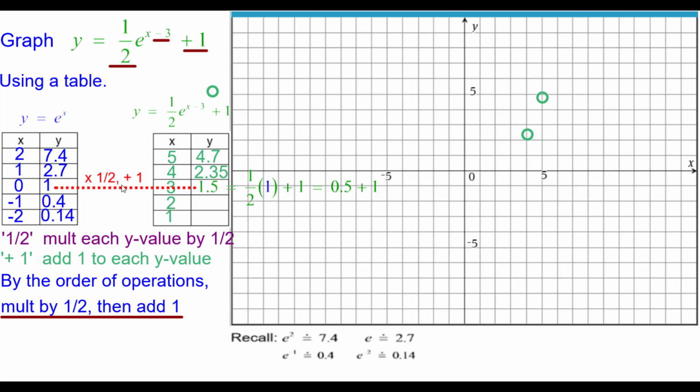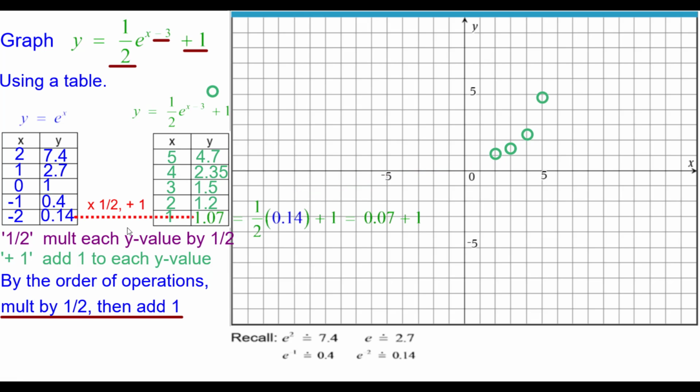Half of 1 is 1/2 plus 1 is 1.5. So 3, comma 1.5. 1/2 of 0.4 is 0.2 plus 1 is 1.2. So 2, comma 1.2. And 1/2 of 14 hundredths is 7 hundredths, plus 1 is 1.07. So 1, comma 1.07.